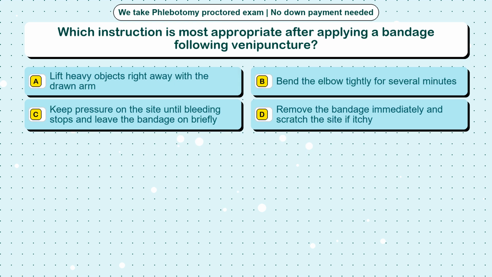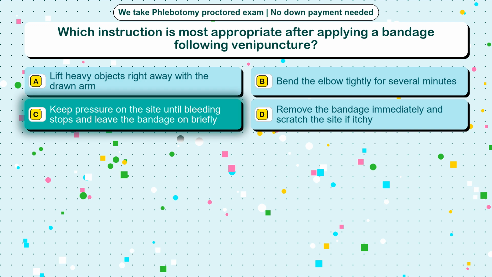Question 5. Which instruction is most appropriate after applying a bandage following venipuncture? Option A, lift heavy objects right away with the drawn arm. Option B, bend the elbow tightly for several minutes. Option C, keep pressure on the site until bleeding stops and leave the bandage on briefly. Option D, remove the bandage immediately and scratch the site if itchy.